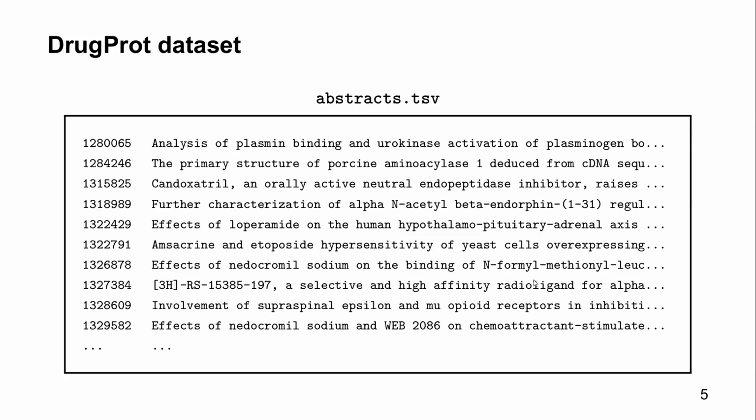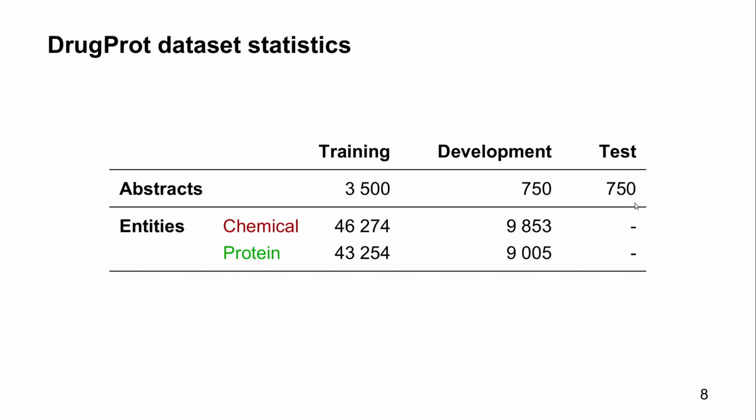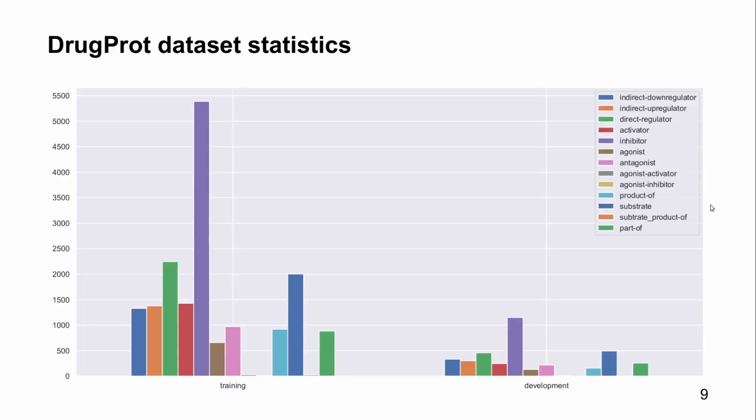The drug prod dataset was composed of PubMed abstracts, annotated entities, and relations. The drug prod dataset was split into three subsets. The training and development subsets were used for developing our model, while the test subset was used for official evaluation. Regarding the distribution of relations, we see these are highly unbalanced. The inhibitor interaction is the most frequent one, and there are some interactions that are almost non-existent.